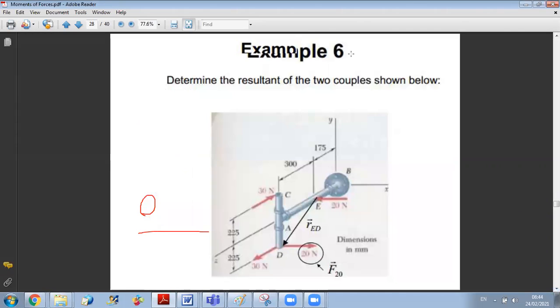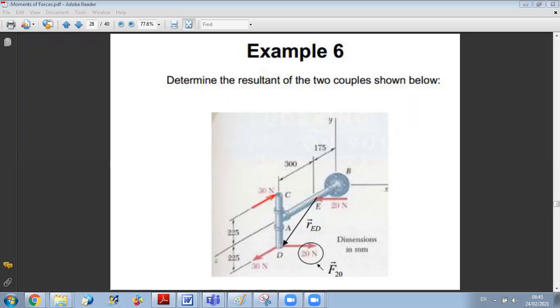Okay. Another example. Determine the resultant of the two couples shown in the following figure. So here in this figure also, I have the representation of two couples, and I want to find their resultant. Let us start together with the easiest couple. The easiest one is the couple of 30 Newton. Why is it easier than the other one?